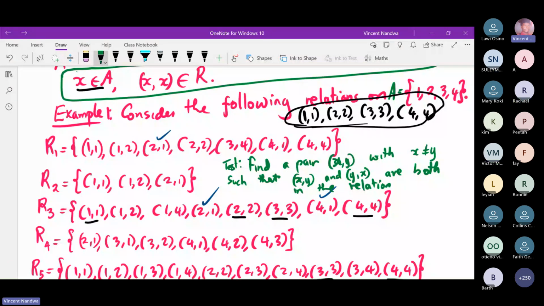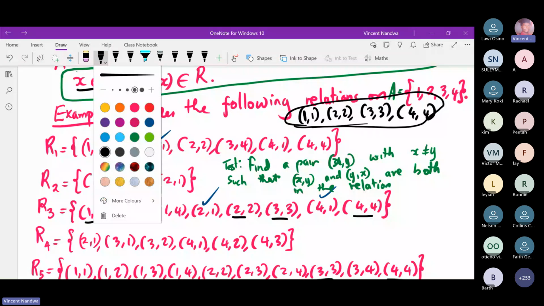So the easiest way to start, for example, let's go to R1 and see. Remember those pairs which have the same elements have no problem because they satisfy the condition for antisymmetric. So they are like 1, 1, 2, 2, 3, 3, 4, 4. Those are the things we look for if the relation is going to be antisymmetric. But if we are able to say that there is an (x, y) and a (y, x), and those two numbers are different, then the relation is not antisymmetric. So let's see.